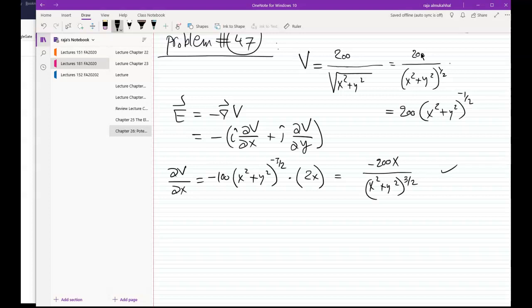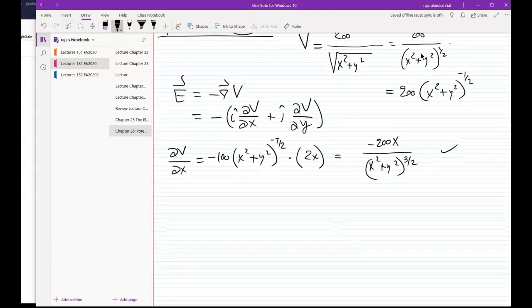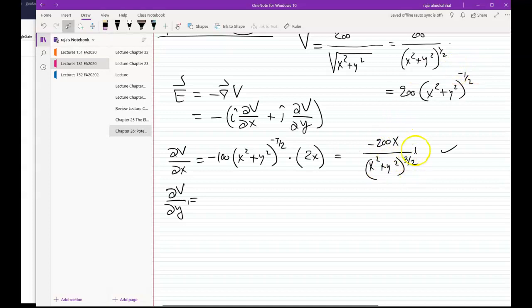Now you can do the partial v, partial y, but I'm just going to give you the answer. I think I'll give you the answer just by looking at it. It's going to be exactly the same as that, except this one is y, because x and y are symmetric. That's just my guess, so I'm going to assume that by symmetry. And there we go. We have this.